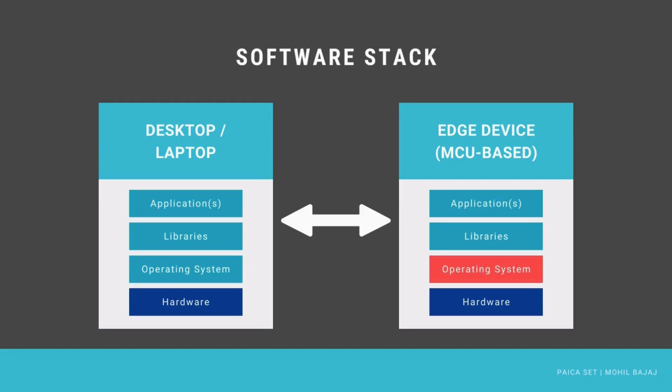The lowermost part of the software stack, the operating system, in itself has multiple pieces of code that look after stuff like process management, memory management, network management, input and output device management, to name a few.